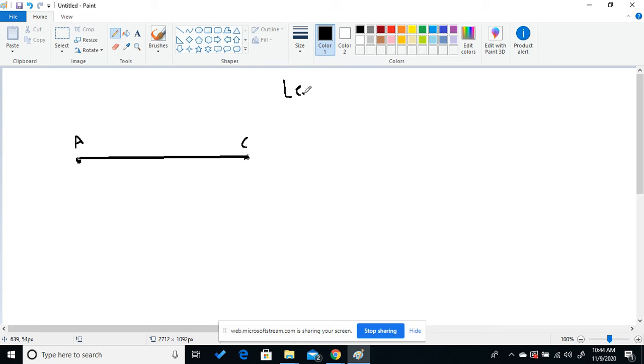Okay, so we want to find the length of AC, and that means line segment AC is what that stands for. Okay, and the length, the way we do that, there's a couple of ways you can do it. We're going to learn the most simple one right now. So you draw a number line.